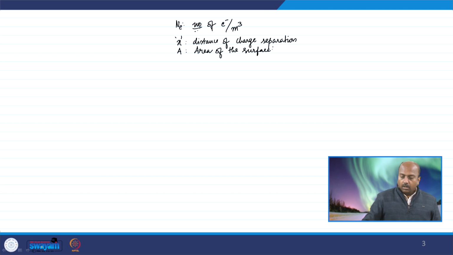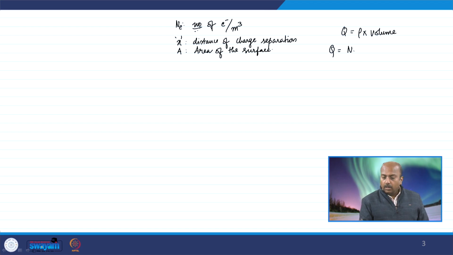Okay. The total charge Q is equal to charge density rho times volume. We can write Q as Ne times QE times A times delta Z. Charge per unit volume into charge of one particle times volume. We are just getting the total charge. Okay. Now, let us define our volume or the surface.